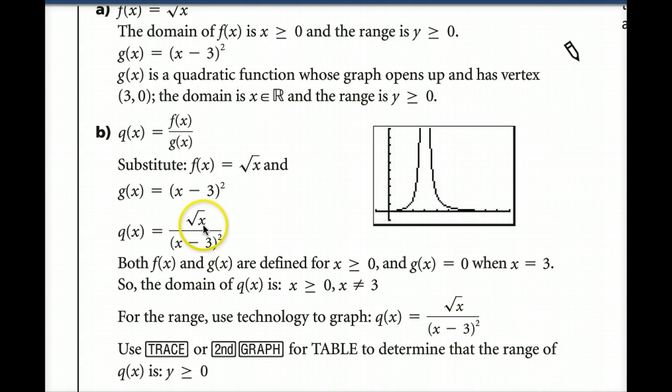So when x equals 0, everything equals 0. But it cannot be negative, so you don't really need to use the graphing calculator to tell you that. So you can figure out y is greater than or equal to 0 as the range.